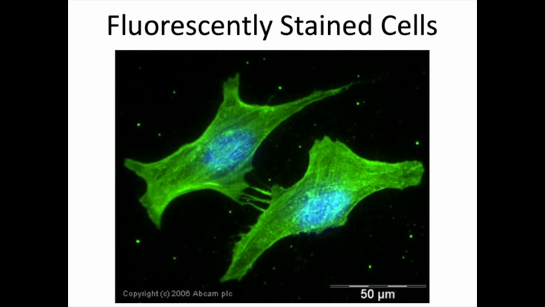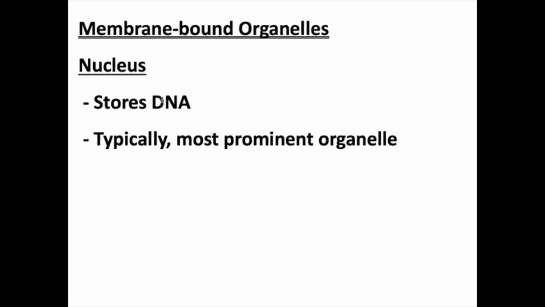So what does it do? Well, the nucleus stores DNA. Again, prokaryotes just have DNA floating around in the cytoplasm. The nucleus keeps this safe. And like I've shown, this is typically the biggest, most prominent organelle within eukaryotic cells.